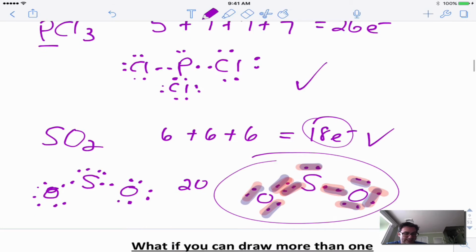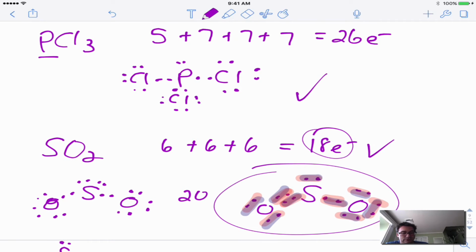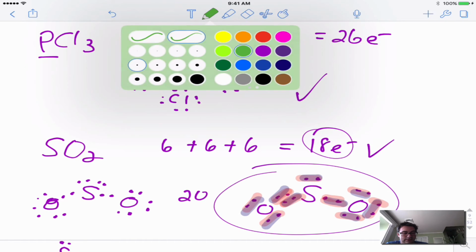Now if you don't like dots, you can do lines. So I could do like this, like this. And so that's the same structure. So these are the Lewis structures. I said that there were some exceptions. Let me do those on the side here in green.